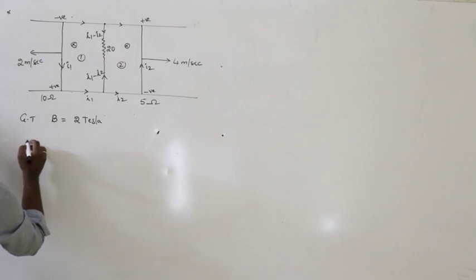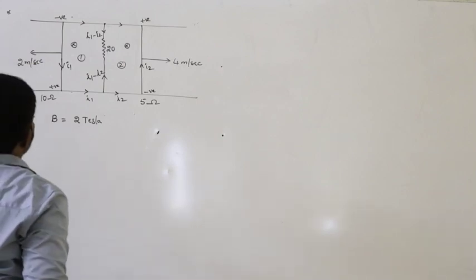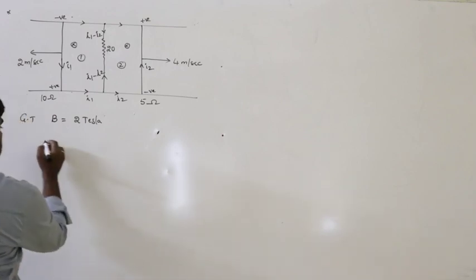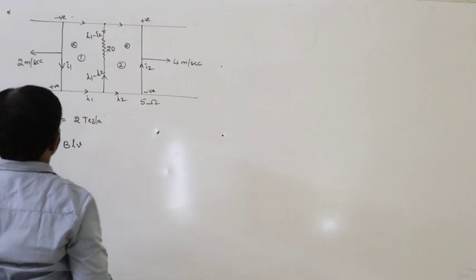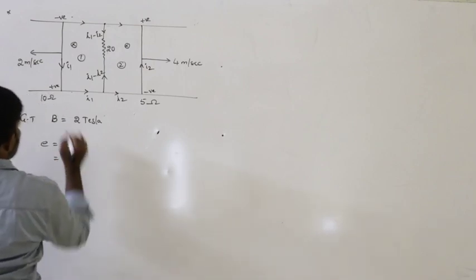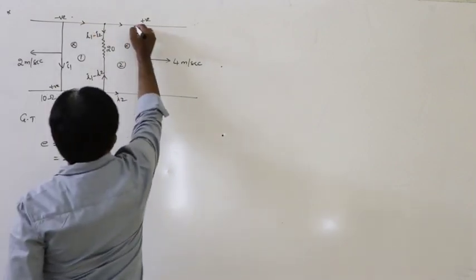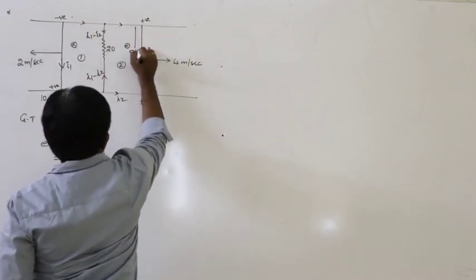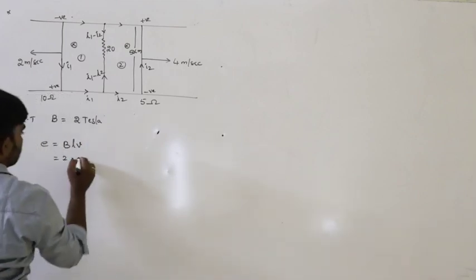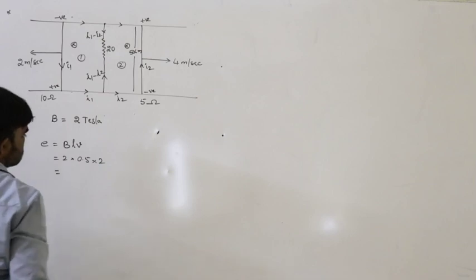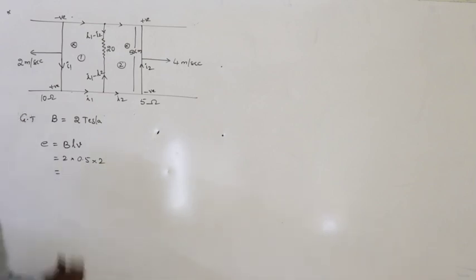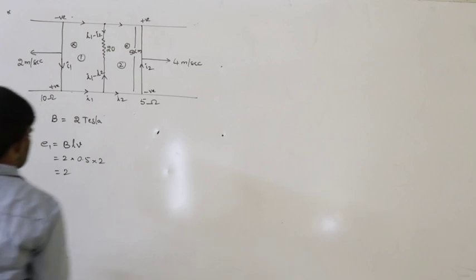First, E is equal to BLV, where L is the length of the conductor. So B is 2. Let us say the distance between these two rails is 50 centimeters. That means the length of the conductor is 50 cm, that is 0.5, into 2. So how much is it? 2 into 0.5 into 2, that is 2 only. Next, here this is E1.